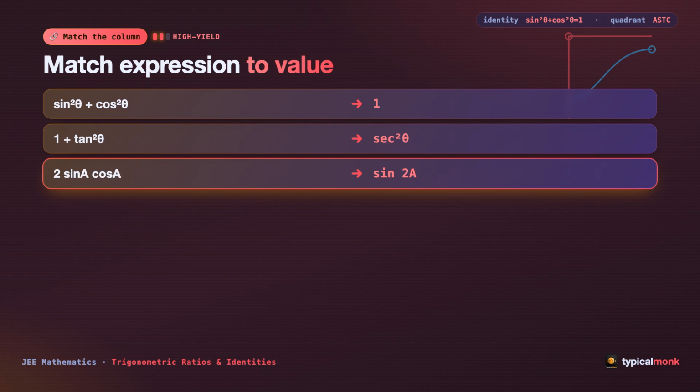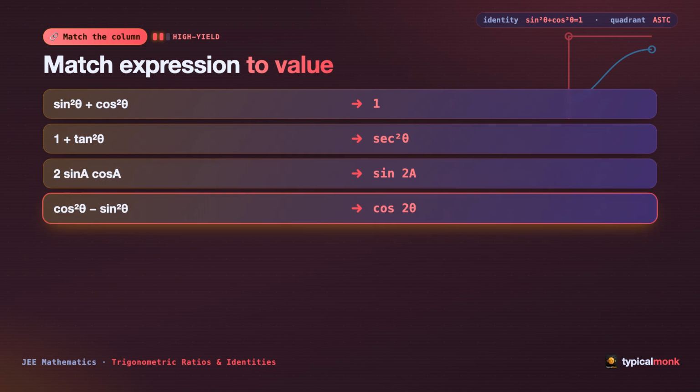2 sine a cosine a. This simplifies to sine 2a, straight from the double angle formula. And cosine squared theta minus sine squared theta. This simplifies to cosine 2 theta, one of its 3 equivalent faces. If all 4 came to you before the reveal, the identities are becoming yours.